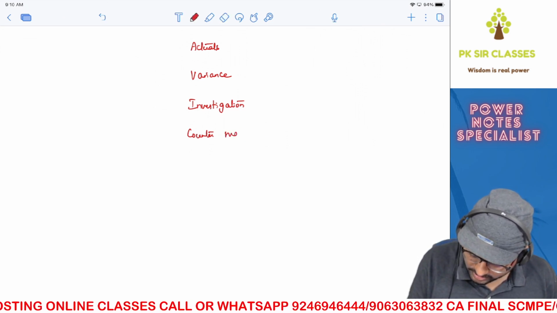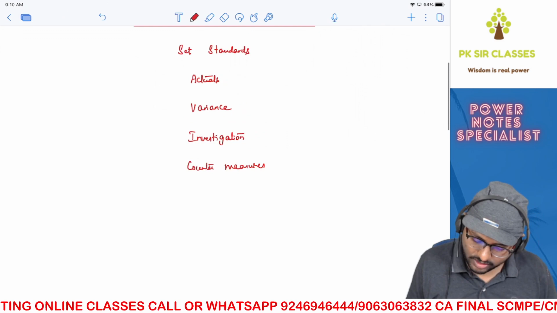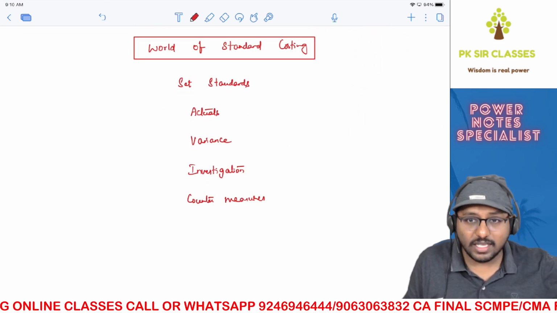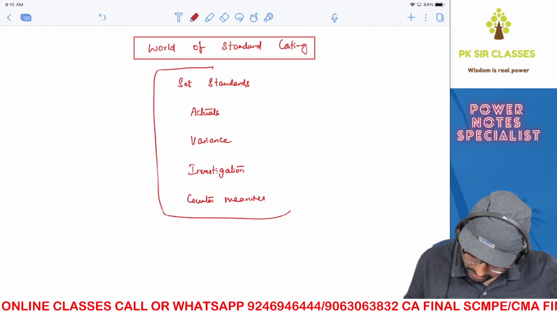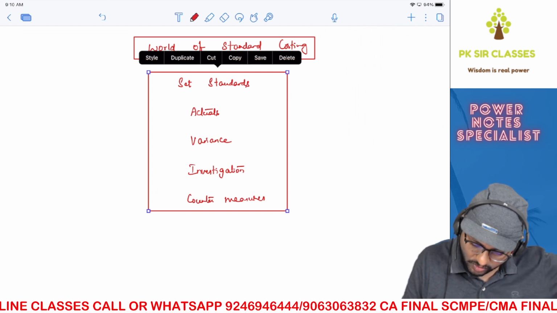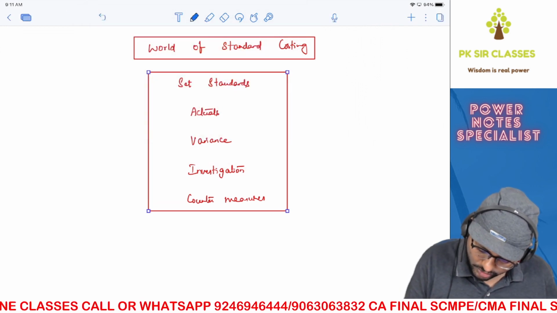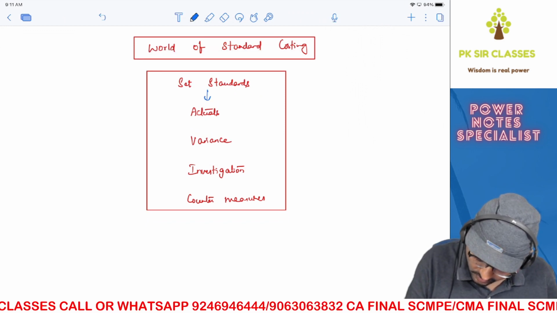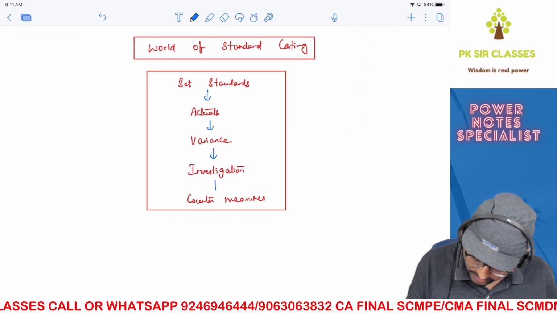Countermeasures means taking some steps such that the so-called mistake, the variance being seen as a mistake, will not be repeated in the future. You got the point, guys? So this is the total world of standard costing.